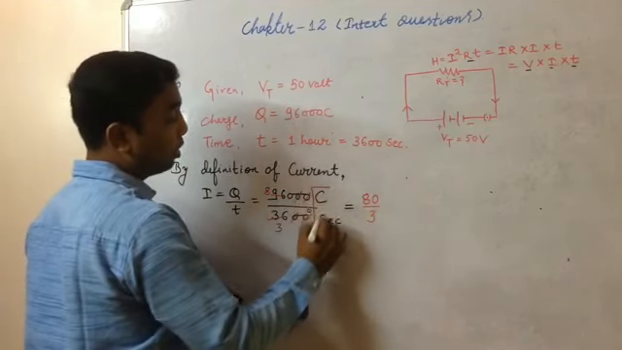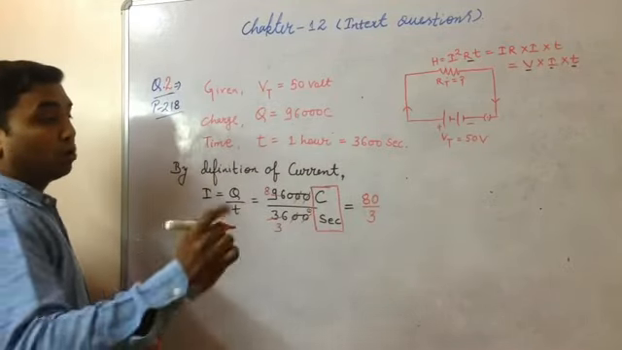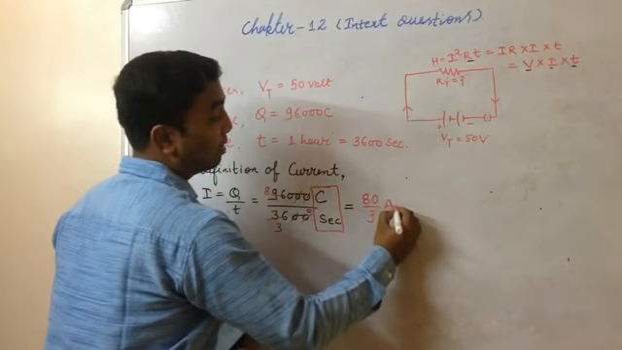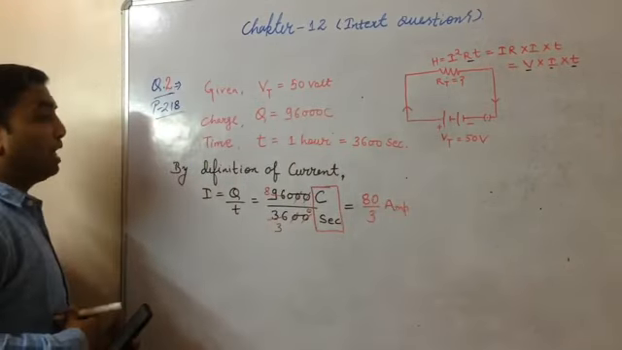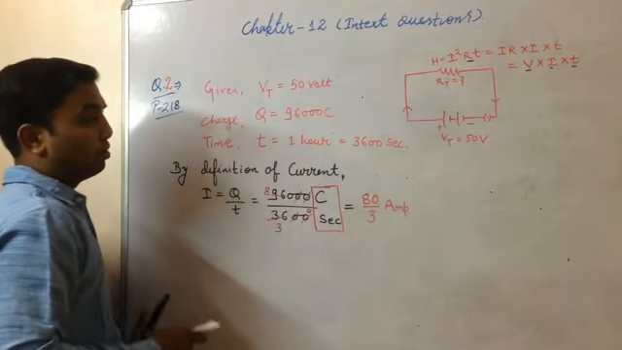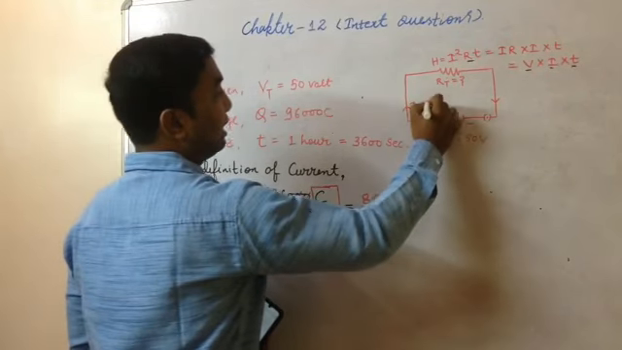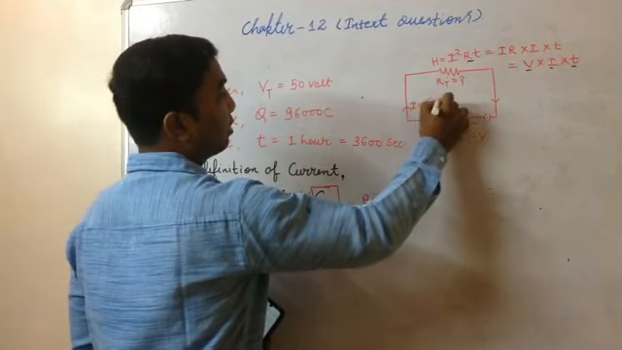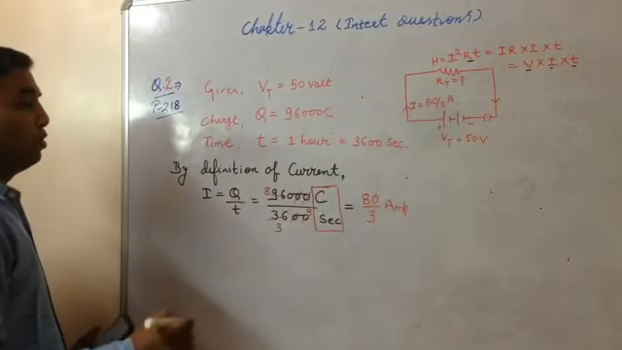And tell me, what is coulomb upon second called? Coulomb upon second is called ampere. Remember, AMP. Okay. So what current is flowing here? This is clear now. The current we calculated is 80 upon 3 ampere.